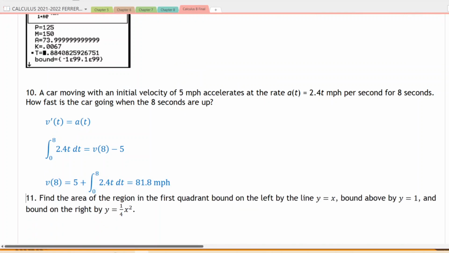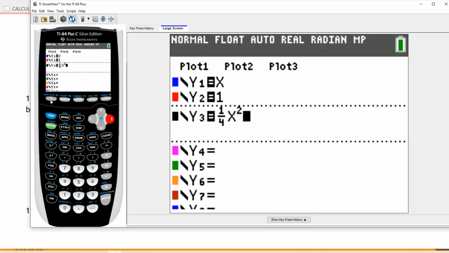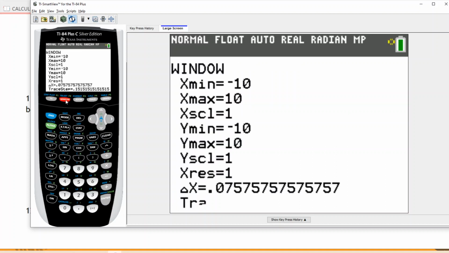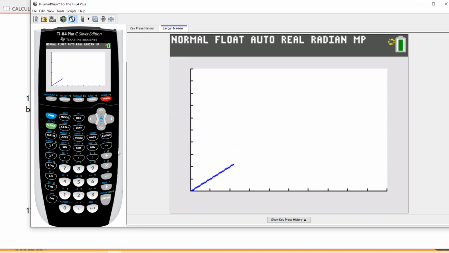Let's take a look at number 11. Number 11 says to find the area in the first quadrant bound on the left by y equals x, bound above by y equals 1, and bound on the right by 1/4 x squared. I'm going to put those functions into my calculator in the y equals menu. I'm going to push window. And the question says I'm only looking in the first quadrant, so I'll change the x min and the y min to 0. Then I'm going to push the graph button just to see that region.